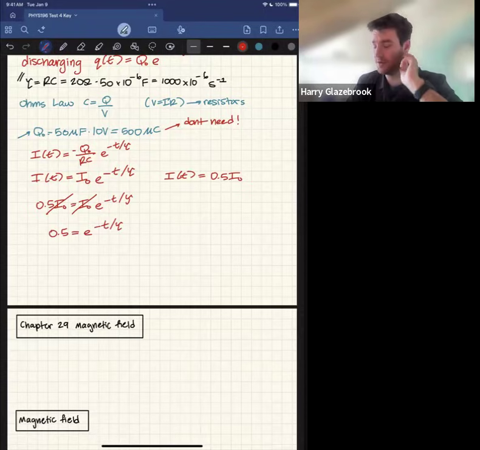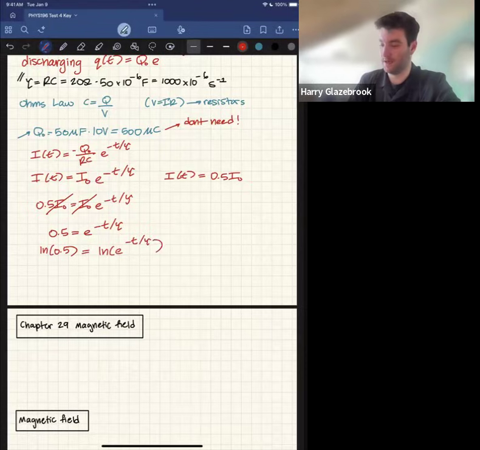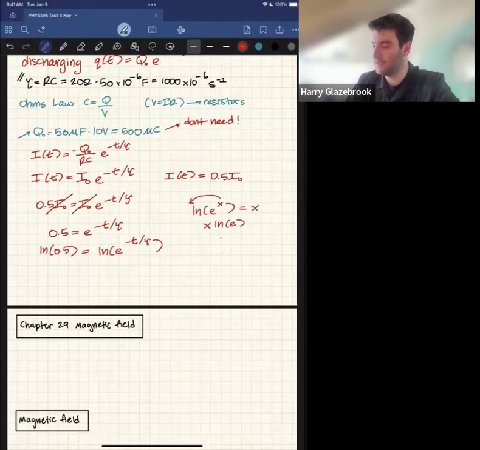over tau. Now, if I want to solve for t, whenever you have exponentials, all I have to do is take the natural log of both sides. When you have the natural log of e to the something, it just equals that something, because whenever you have an exponent in a natural log, you can put it in front. So that ends up being x times ln of e, and ln of e is just 1. So that's why that works. So ln 0.5 just equals my exponent, which is negative t over tau.